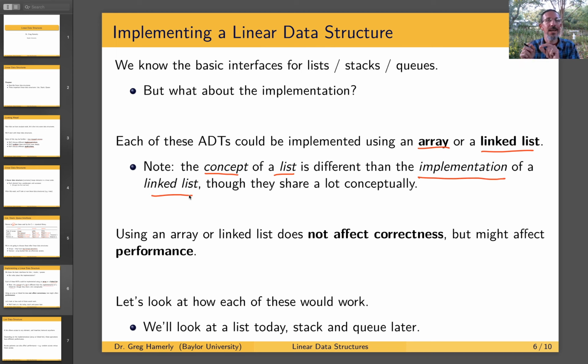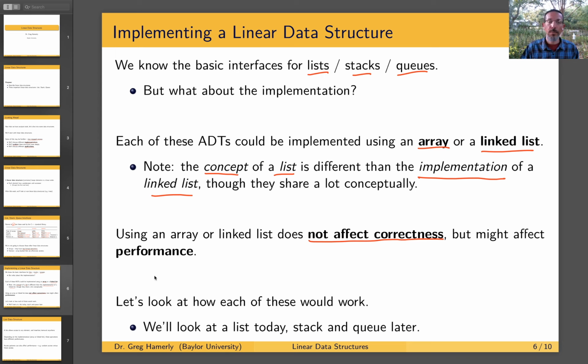A linked list is a list, but a list is not necessarily a linked list in all cases, okay? You could have a list which is implemented under the hood with an array. You could have a queue that is implemented under the hood with a linked list. So my point is that the list, stack, and queue can all be implemented either with an array underneath or a linked list. And using an array or a linked list does not affect their correctness at all. It should not, at least.